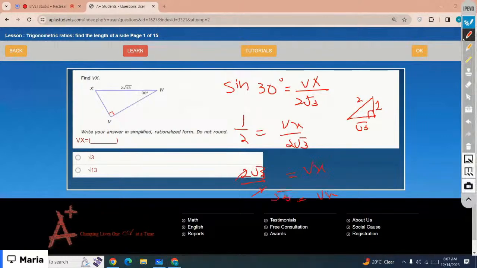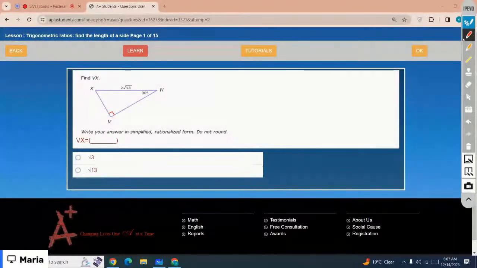The correct option is, oh, that is 2 square root 13. So then Vx equals square root 13. The correct option is square root 13.